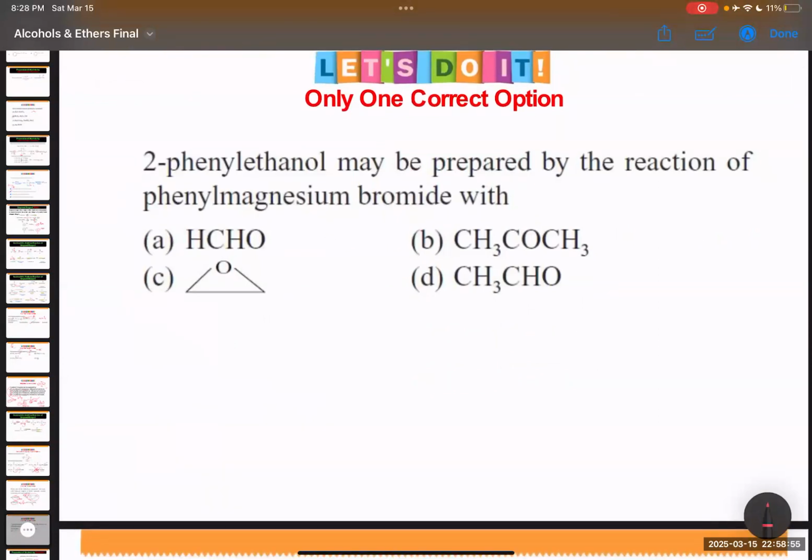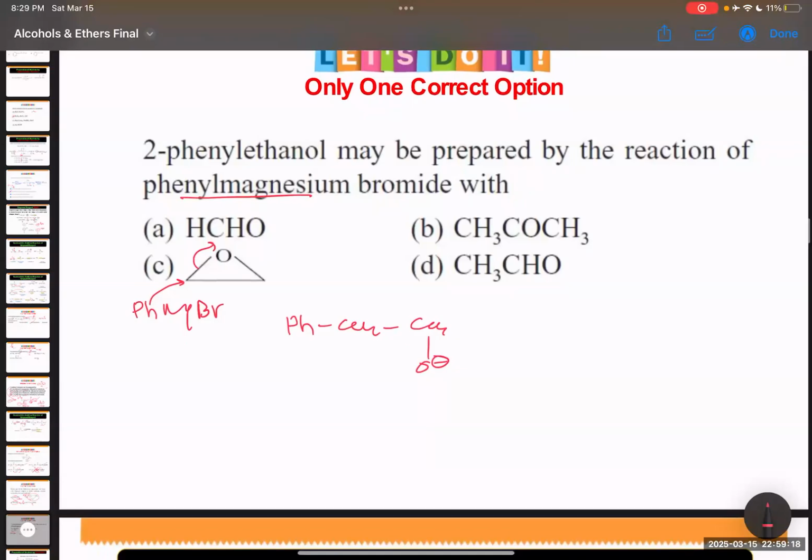So same question, 2-phenylethanol. When you have phenyl magnesium bromide, Ph. So this is going to come in, this ring is going to break and you are having Ph CH2, and this ring is getting open and O minus, so you are having Ph CH2. Okay, so this is the answer.